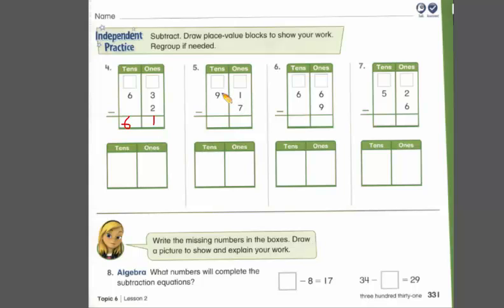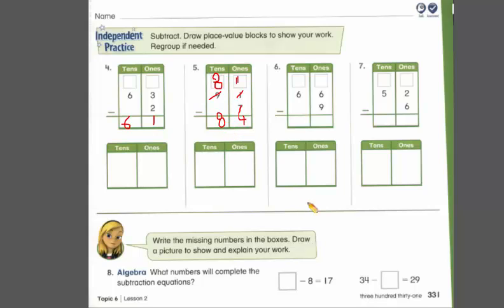Regroup. So instead of having 9 tens, give me 1. So it will be 8 tens. You will give the rod of 10 to the ones. It was 1. 1 plus 10 is 11. Now 11 minus 7. Can you subtract now? Yes, 11 is greater than 7. So I can subtract. 11 minus 7 equals 4. Any tens here? No, 0 tens. So 8 minus 0 is 8.